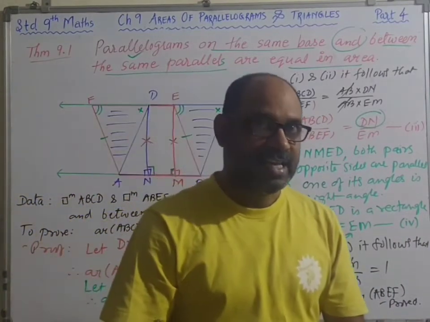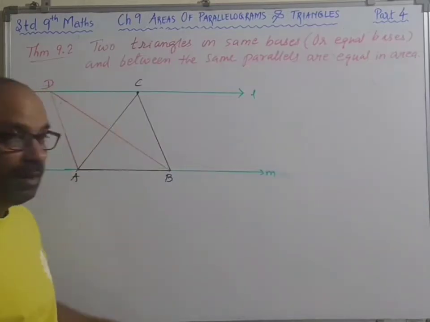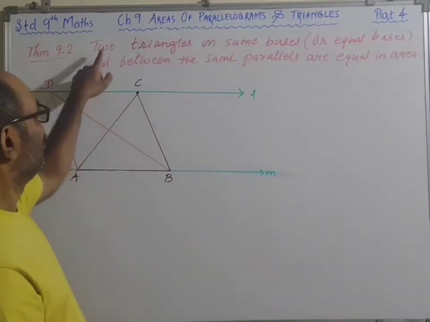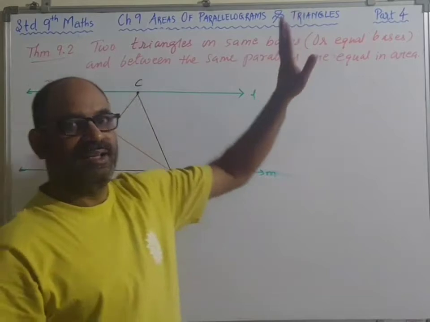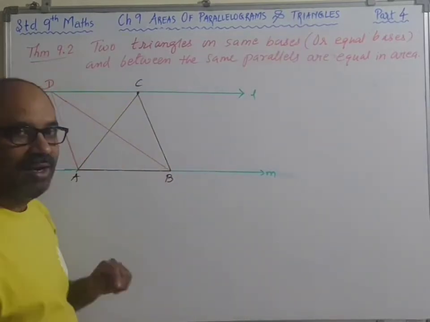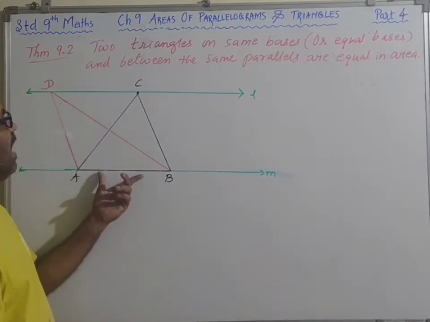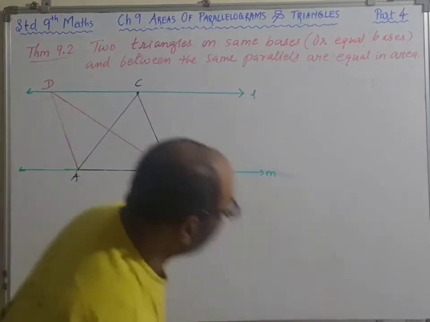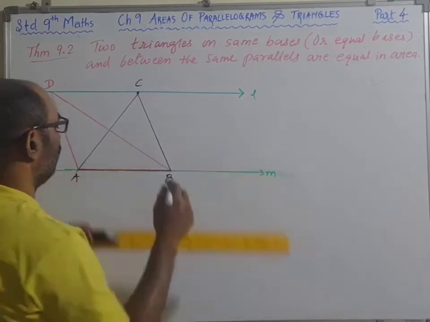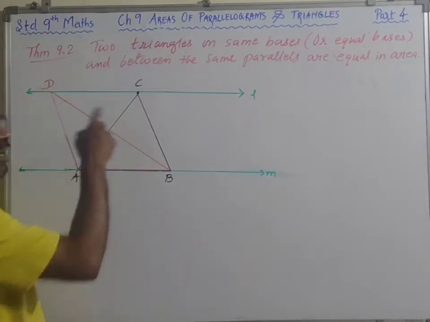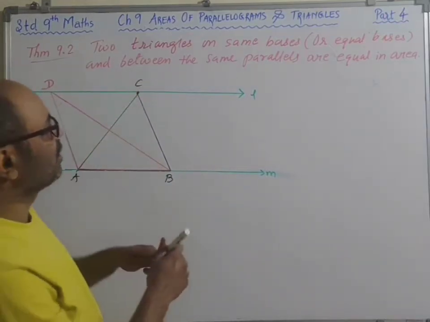All right. Now moving on to another theorem, and that is theorem 9.2. Let us see the statement. And here is the statement, children. Two triangles on the same base or equal bases and between the same parallels are equal in area. Children, what we saw in theorem 9.1 was two parallelograms, and here in 9.2, two triangles. I have already drawn the figure. Base AB of the black triangle and base again the same AB of the red triangle as well. So we have a red triangle and a black triangle on the same base AB and parallel lines L and M. So that is the same base.